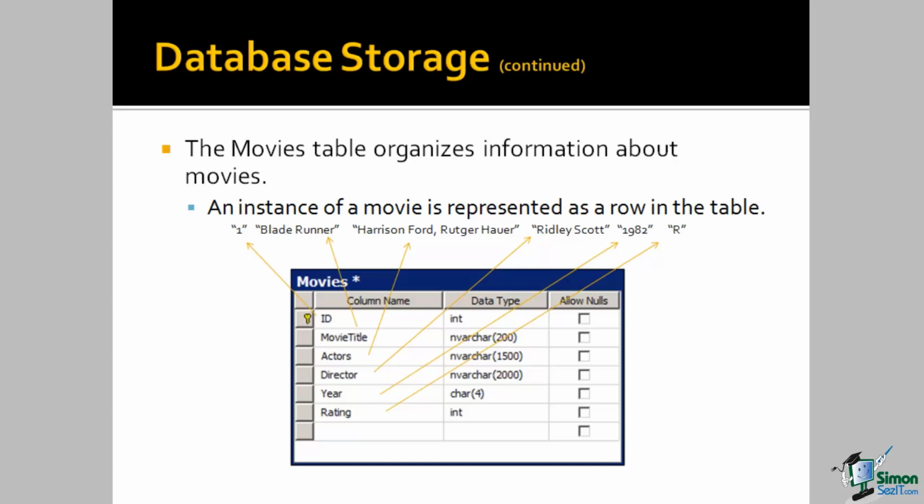An instance of a movie is a row in the table. The table is defined as having an ID field, a movie title field, an actor's field, a director's field, a year field, and a rating field. When we ask the database to give us an instance, to give us a row from this table, what we receive in return is the data associated with one movie.